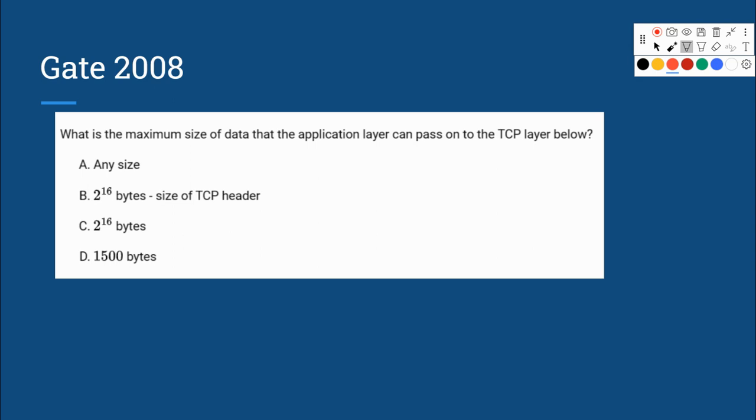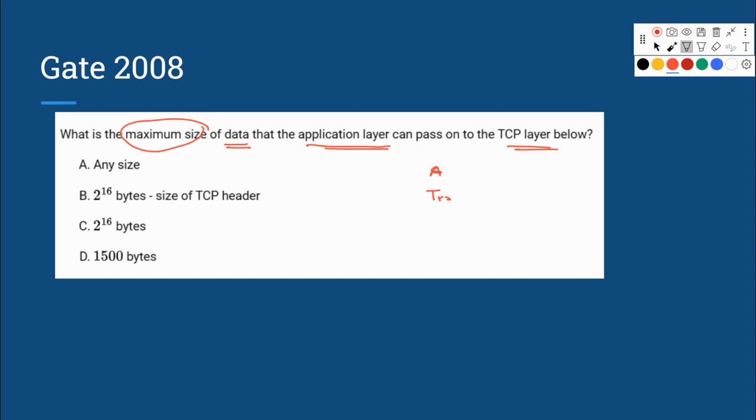Now let's move to the next question. The question is on the maximum size of data that an application layer can transfer to the TCP layer. Quickly look into it. First let's talk about the application layer. Here I'm considering the application layer, presentation layer and session layer, everything above the transport layer. And now here you get the transport layer.